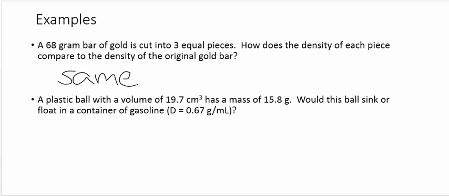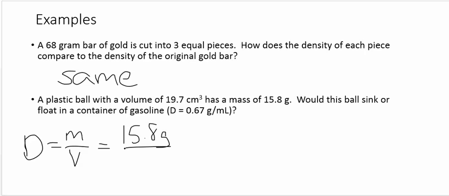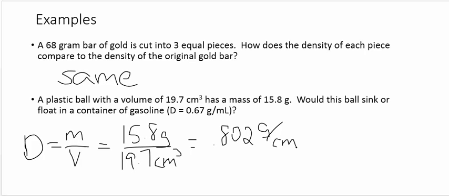One more. A plastic ball has a volume of 19.7 centimeters cubed and a mass of 15.8 grams. Will the ball sink or float in a container of gasoline? Well, if I want to figure out if it sinks or floats, I need to find density. Go ahead and perform the calculation. We got mass 15.8 grams, volume 19.7 centimeters cubed. We have 3 sig figs in both of those measurements, so my answer has to be rounded to 3 sig figs. 0.802, and the units here are grams per centimeter cubed.